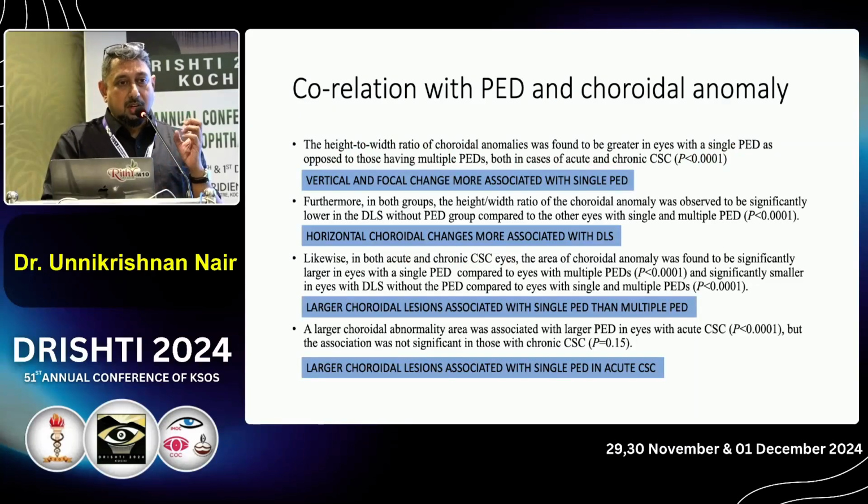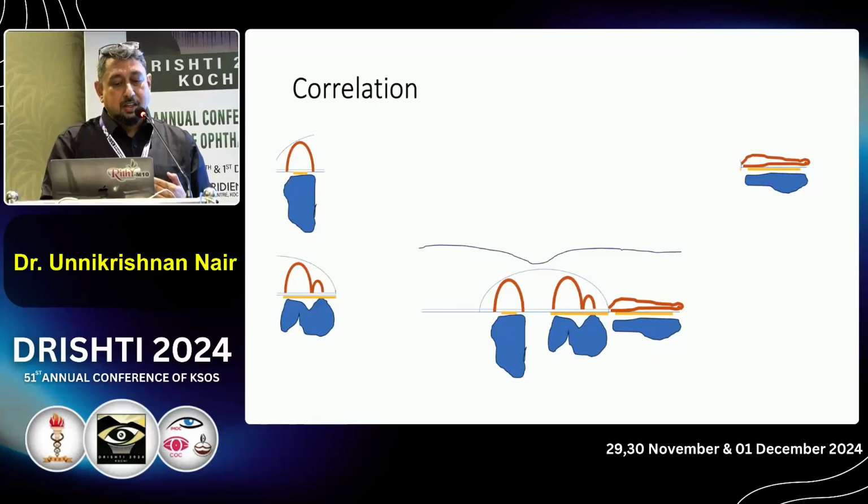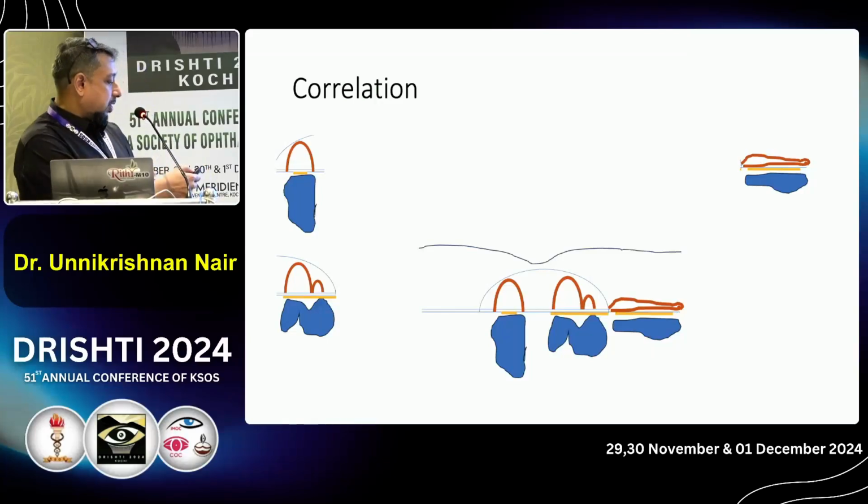Whenever there was acute CSR, the most common lesion would be a single or focal PED associated with a single vascular event underneath it. Whereas when you had a larger area of RPE damage, like a double layer sign or multiple PEDs, you had a larger, more horizontal choroidal vascular change underneath it. So just to represent that graphically, this would be a single PED with a large change.